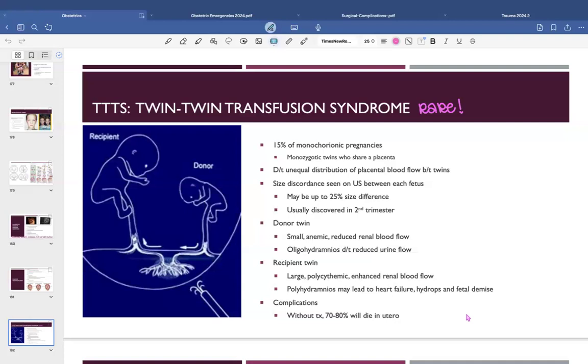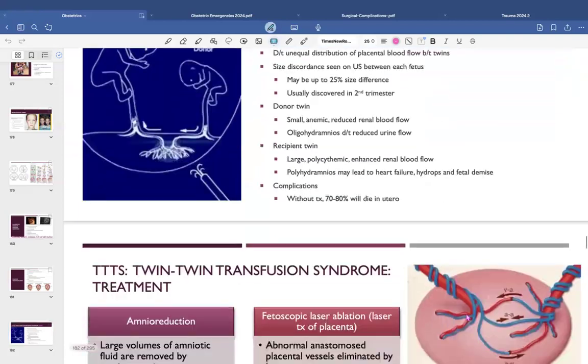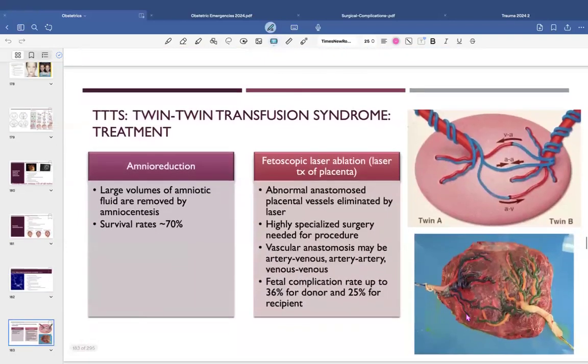Without treatment, 70 to 80% will die in utero. So a lot of these moms have to have surgery. We'll look at the next slide, but you do not need to know the treatment for this. They can either reduce some of the amniotic fluid, or they'll do a laser ablation where they eliminate the anastomosed placental vessels so that they can spread equally. But again, you don't have to know this, just be familiar with it for rotations.